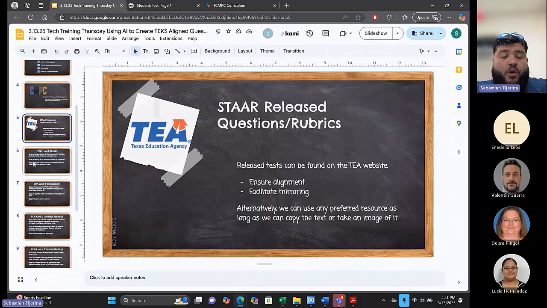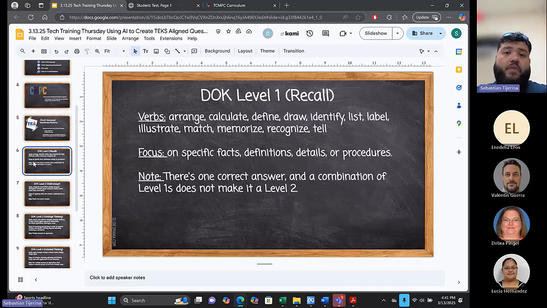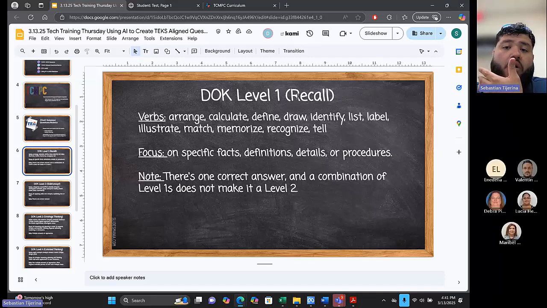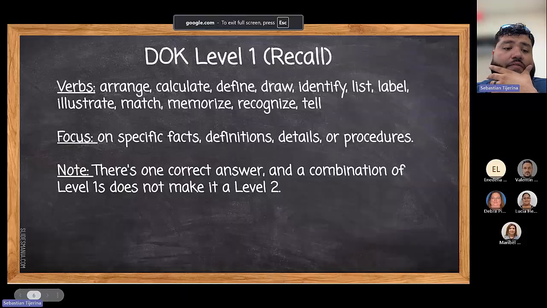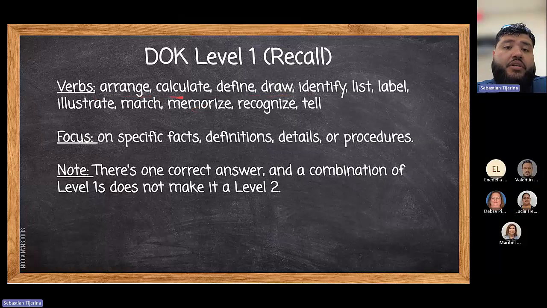So we continue. Again, TCMPC, now where we get our questions from, okay? Now, in order for us to create these questions, we have to identify what kind of DOK level we want, right? So our DOK levels, we have 4 different DOK levels, okay? DOK level 1 is going to be recall, right? So anything that we can recall, any information that is able to be recalled, we can arrange, calculate, define, draw, identify, list, label, illustrate, match, memorize, and recognize.